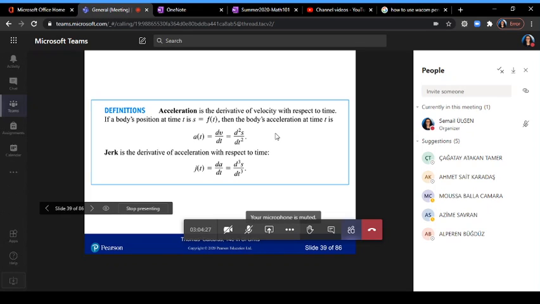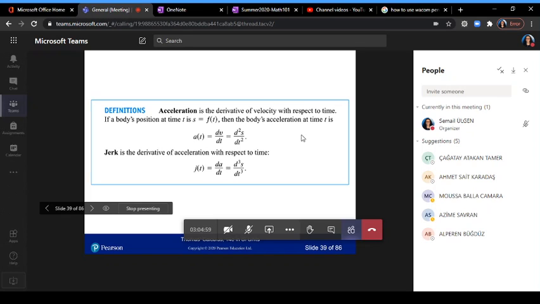Then we have another notion. So far we have the position function, s is equal to f of t, and we have the velocity, which is v, equal to ds/dt, and we have acceleration. So acceleration is what? It is the derivative of velocity with respect to time. As I told you, s is equal to f of t. It shows the position at time t.